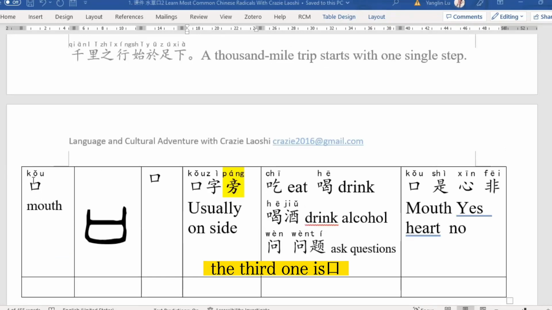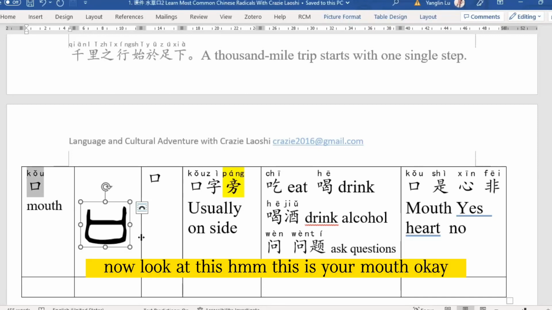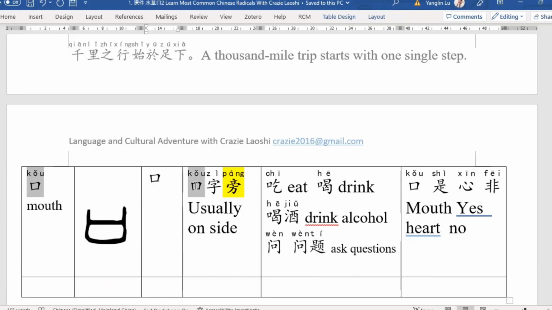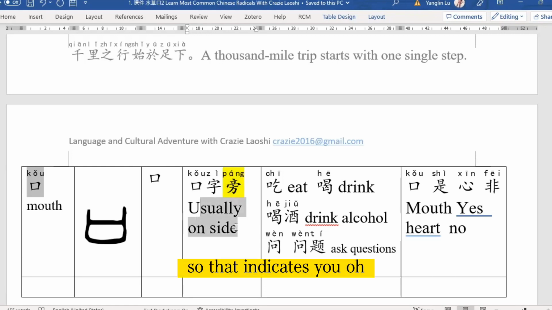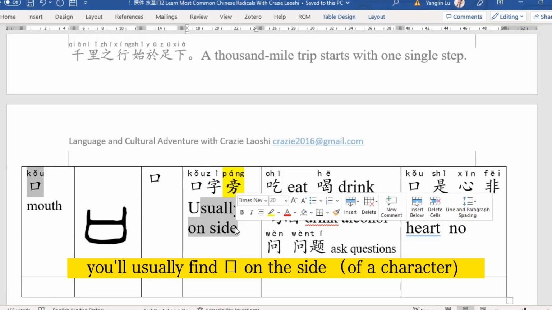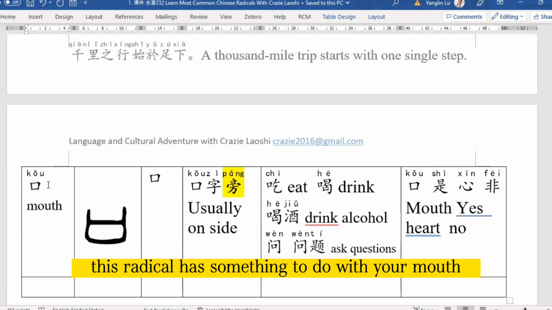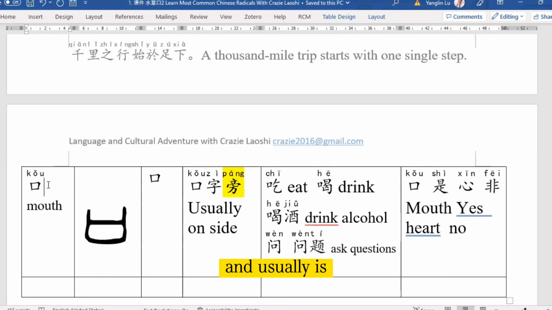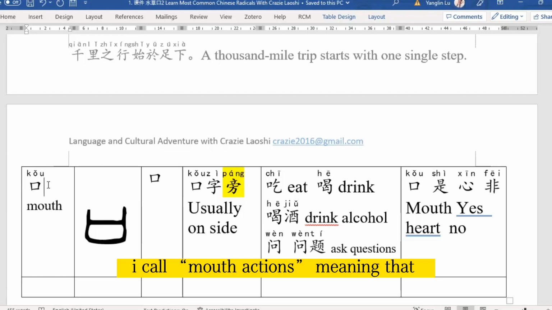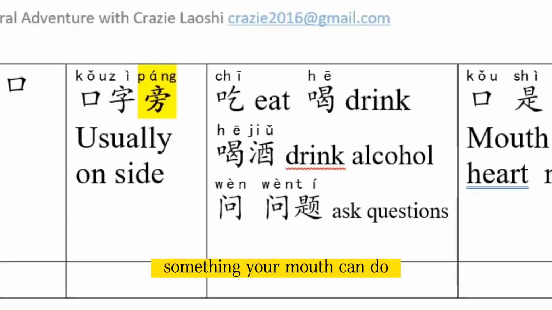The third one is 口. 口 is mouth, okay? Now look at this. This is your mouth, okay? When you see a 口字旁, the 旁 on the side, right? That indicates you usually find 口 on the side, but not always, okay? It just tells you this radical has something to do with your mouth, and usually it's what I call mouth actions, meaning something your mouth can do, okay?